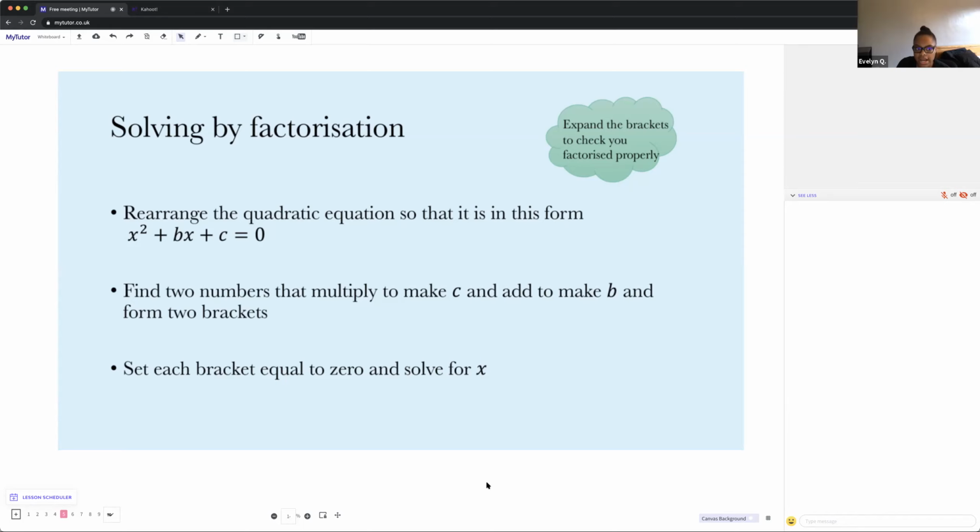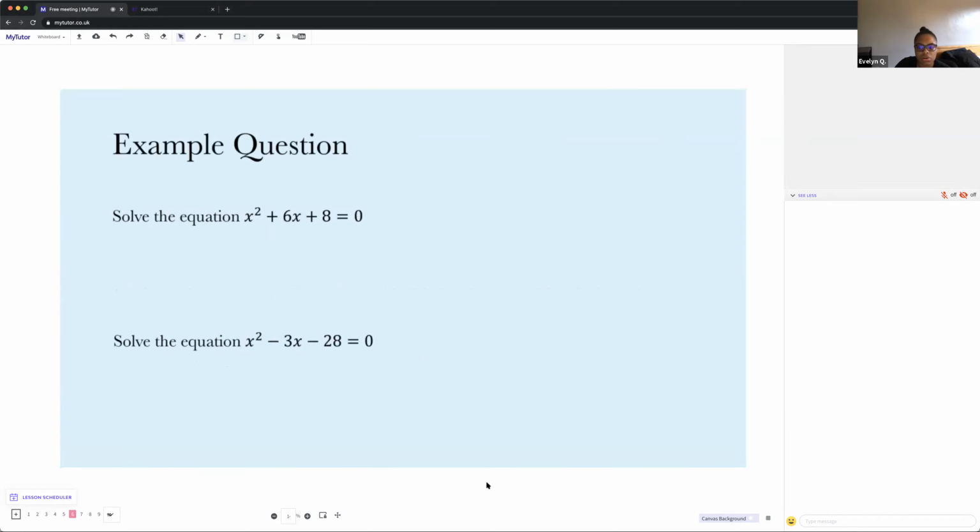So we're going to have a look at an example question, and we're going to go through the first question with you, and then I'll ask you guys to go through the second question by yourselves. So the first question, if we have a look, we've got x squared plus 6x plus 8 equals 0. First thing to think about, it's already set equal to 0, so we don't have to rearrange anything. That's already done for us. The next thing, I need to think of two numbers that multiply to give me 8 and add to give me 6. Well, the two numbers that come to mind are 2 and 4. If I check, 2 times 4 gives me 8 and 2 plus 4 equals 6.